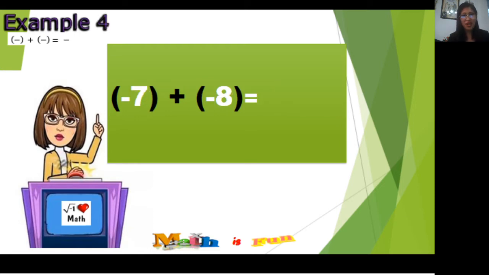Example number 4. Negative 7 plus negative 8. The sum is negative 15. It's negative because the two integers are both negative. Okay, so that's rule number 1. I hope that you have understood our lesson for adding integers using rule number 1.